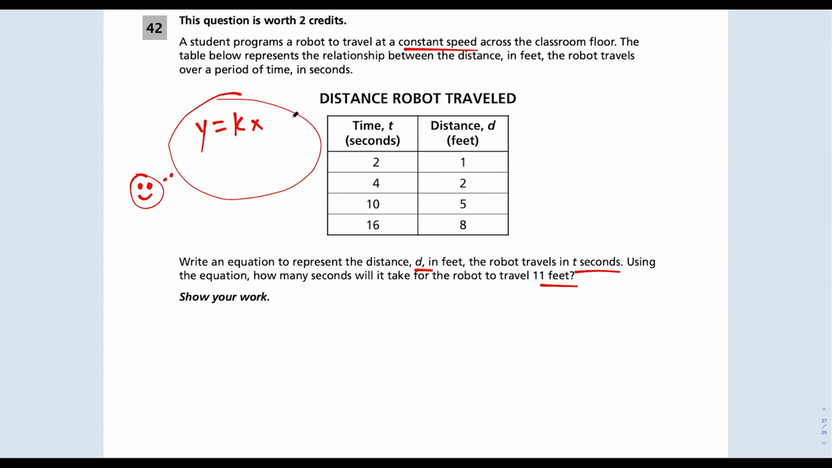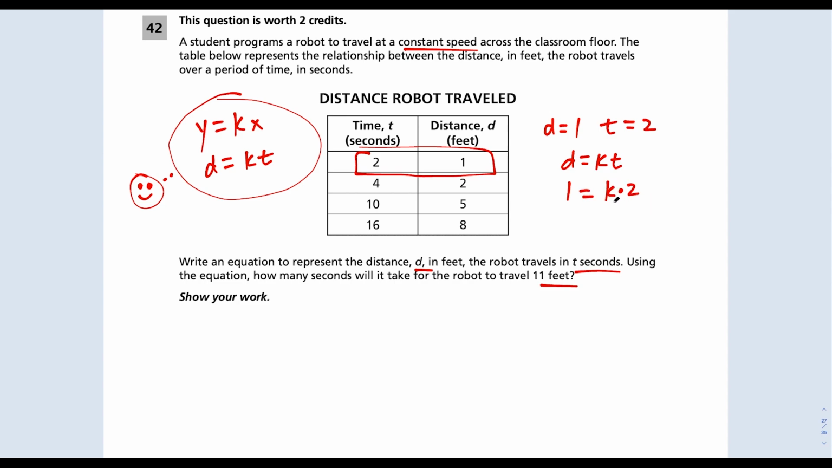Except instead of y and x, we're going to use d and t. So we're going to say d equals k times t. So if we look here, let's say I take one entry here. I take the first one, and I look and I say, okay, so when d equals 1, t is equal to 2. And if I use this formula, d equals k times t, I'm going to plug in, I'm going to have 1 equals k times 2.